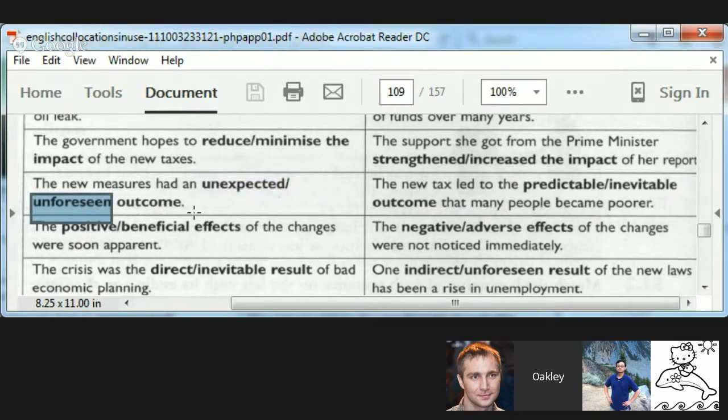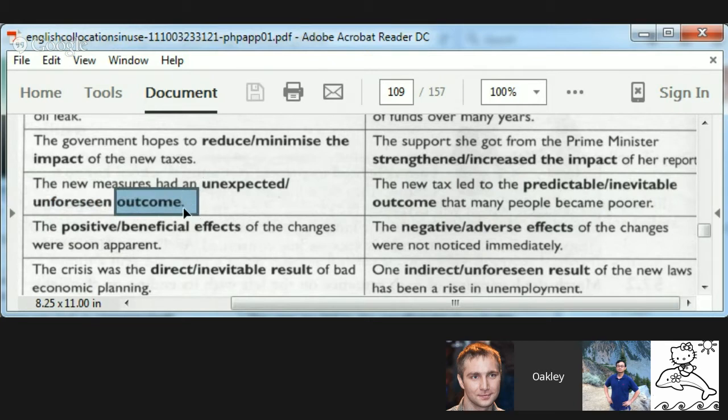Well, an unexpected result is that we can't predict. Yeah, the emphasis is on that. We are surprised when it happens. Unforeseen means we can't predict. To foresee is to predict. They're straight up synonyms. Okay, and as you said, what did you say? Result? Yeah, result, outcome, same thing.